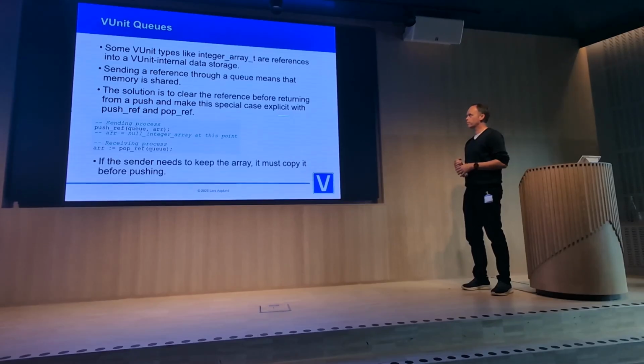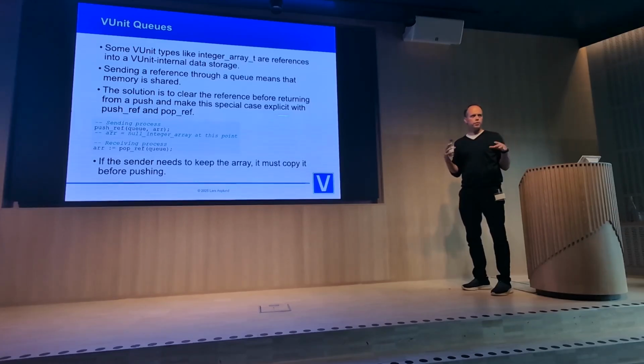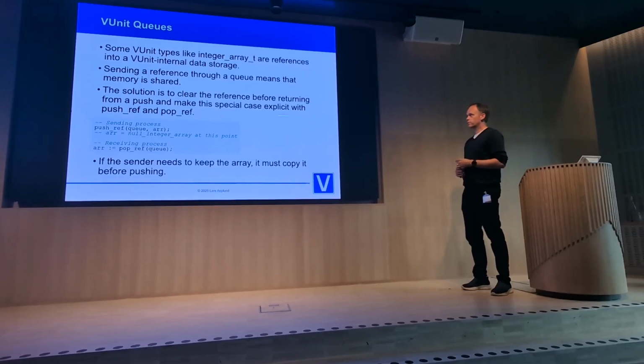For example, VUnit has a type called integer array type, which is a dynamic array, which can be one-dimensional, two-dimensional, or even three-dimensional. So it can be used to store a packet or an image, for example. So this is an example of something that can be large, that we don't want to copy due to performance. So we can push and pop references to this memory instead.